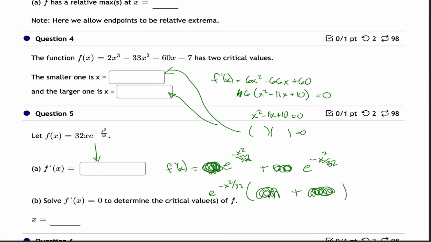I don't think I've ever scribbled on a problem before. You get that plus that.